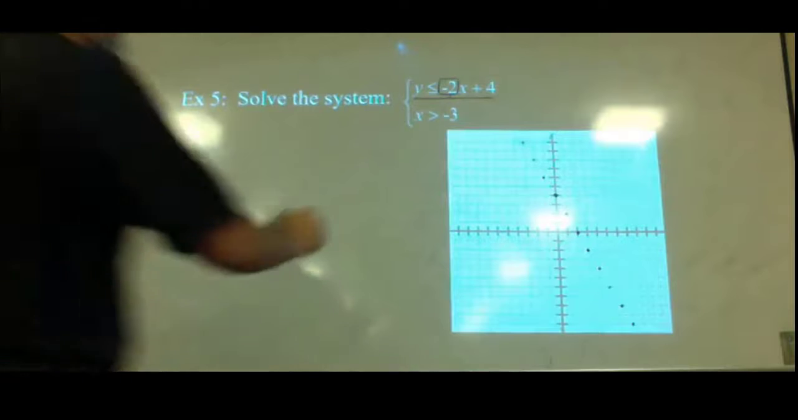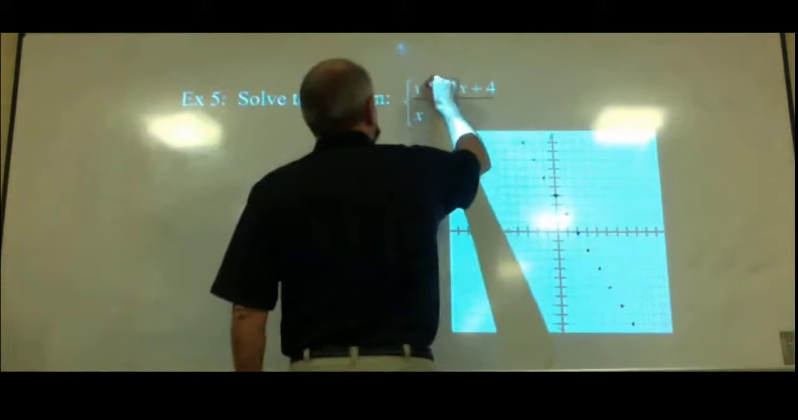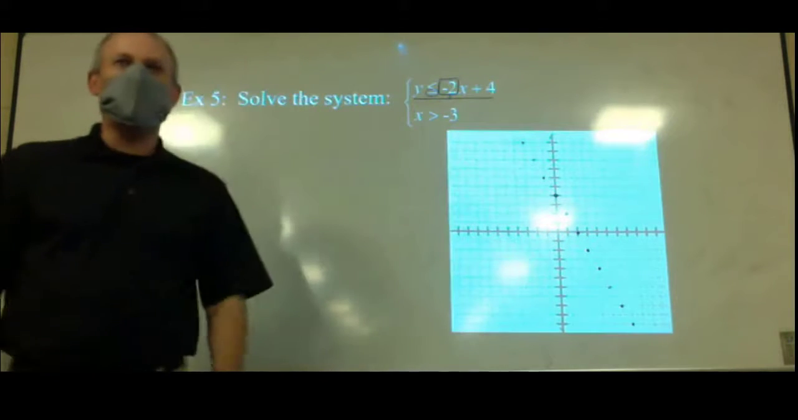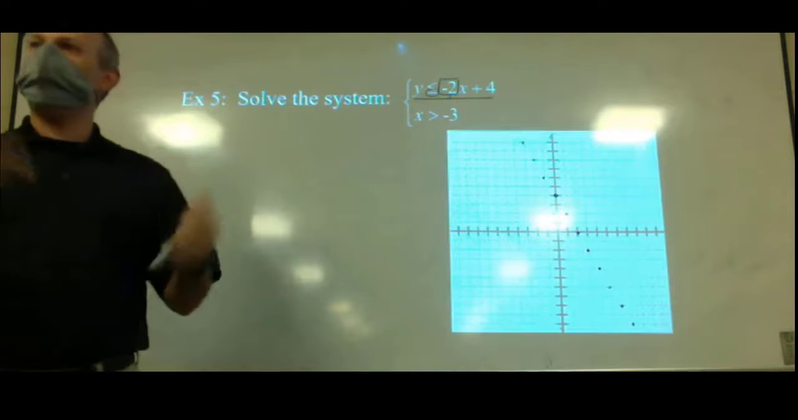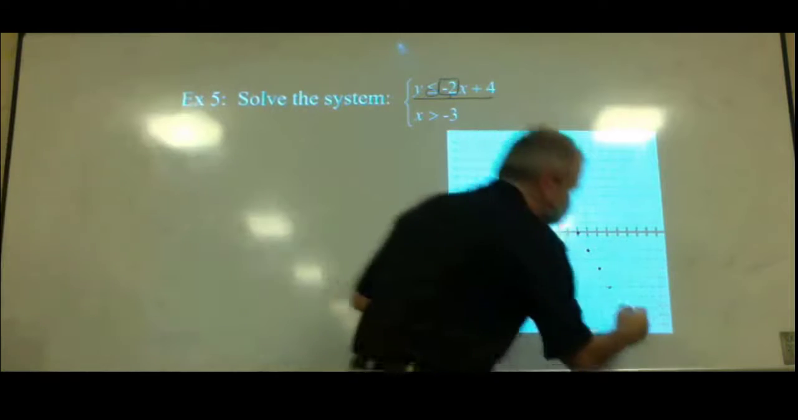Now, here's where we look at this. Is that boundary going to be a solid line or a dashed line? Solid, because it's an or equal to. So this is a solid line.